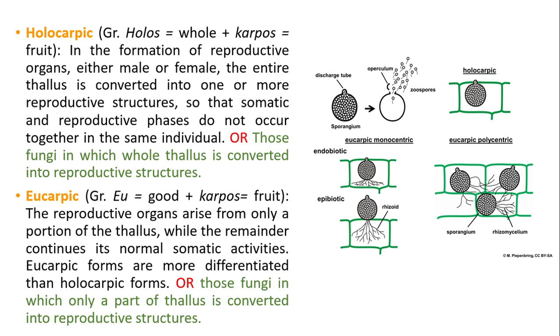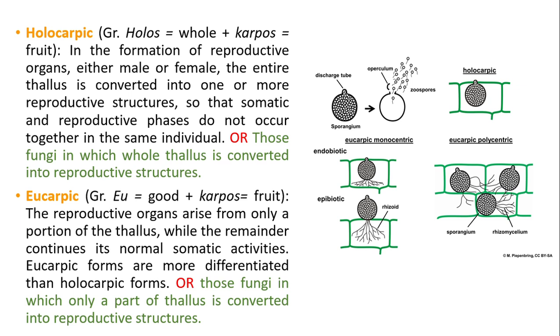Next, there are some terms which you must know to get into the details of these reproductions. For example, holocarpic. Holo means whole, carpus means fruit. In the formation of reproductive organs, either male or female, the entire thallus is converted into one or more reproductive structures. So the somatic and reproductive phase do not occur together in the same individual. So that is called holocarpic.